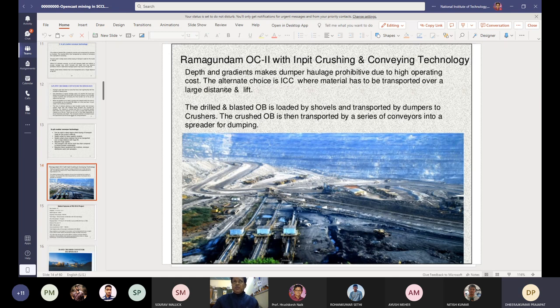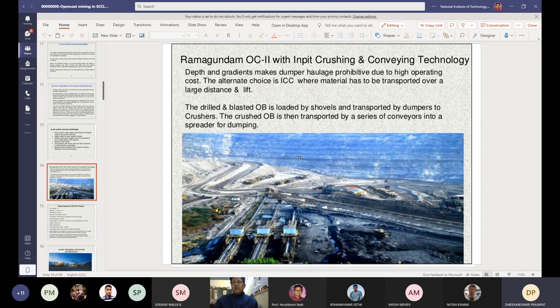Therefore, there is an alternate choice, which is called the in-pit crushing and conveying system, ICC, where material can be transported over a large distance and with a greater lift, with gradient. With inclination and large distance, material can be transported. This is the advantage of in-pit crushing and conveying technology.